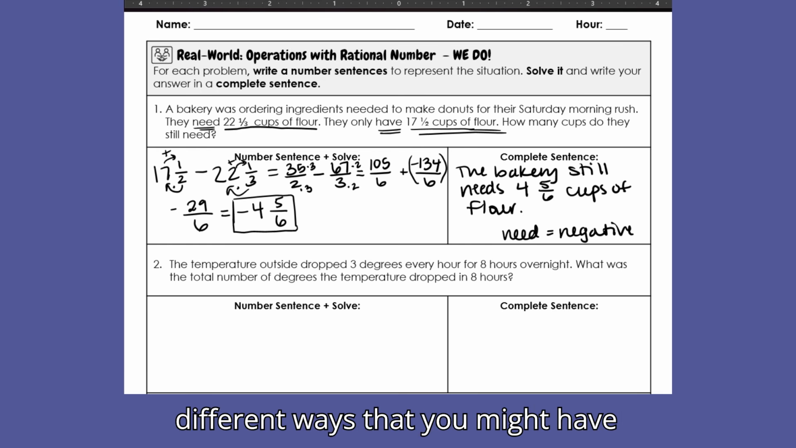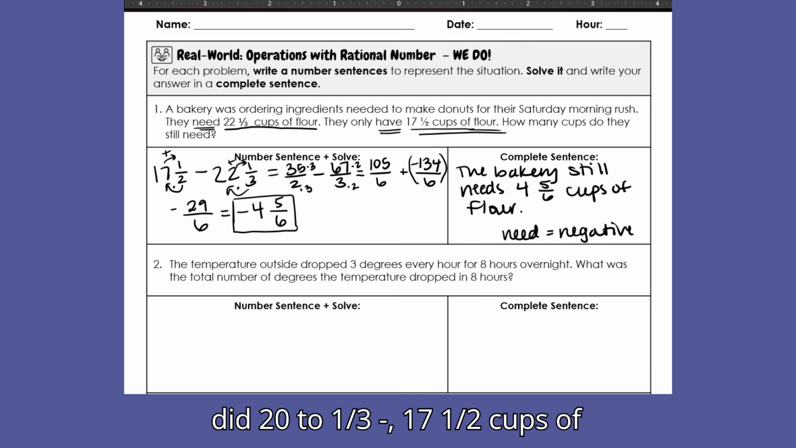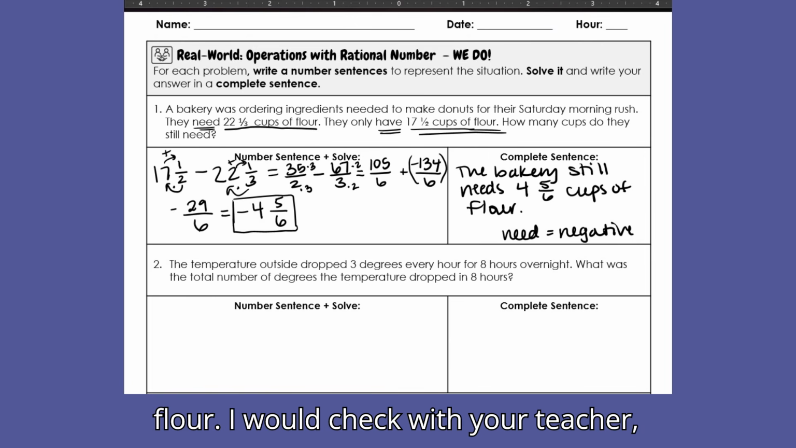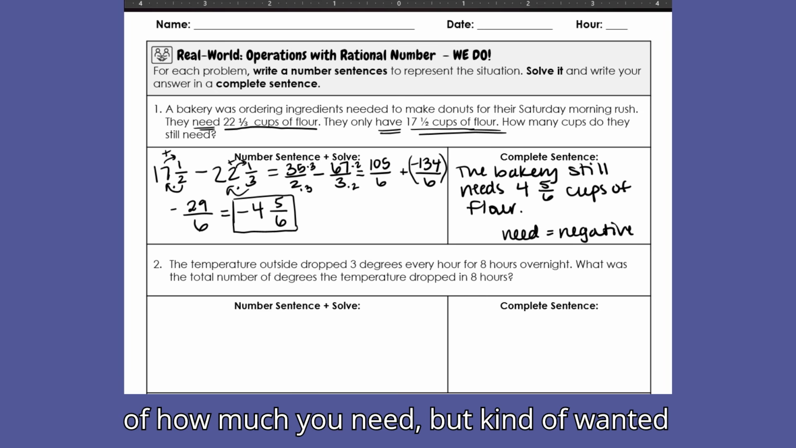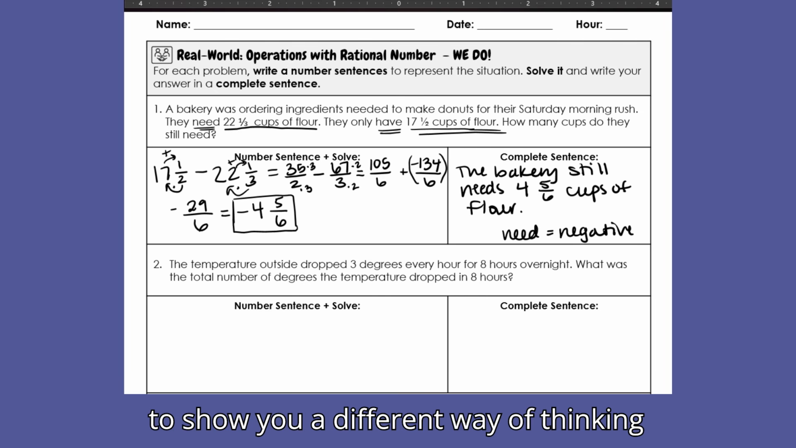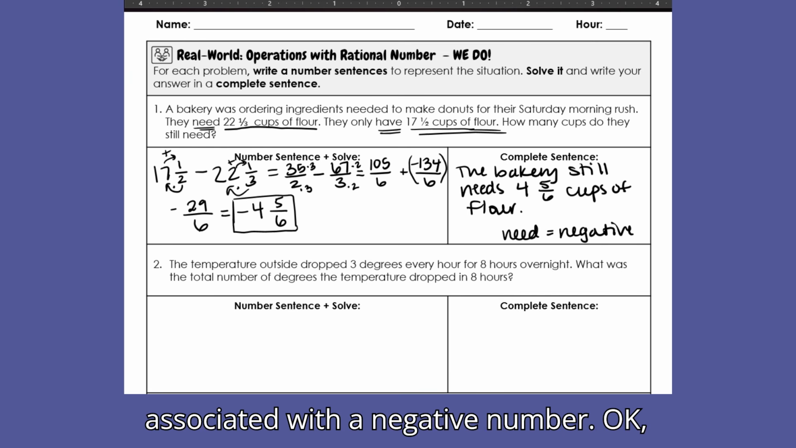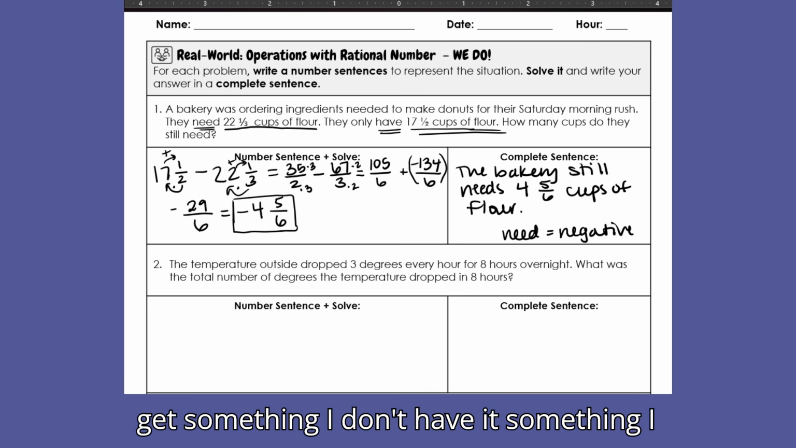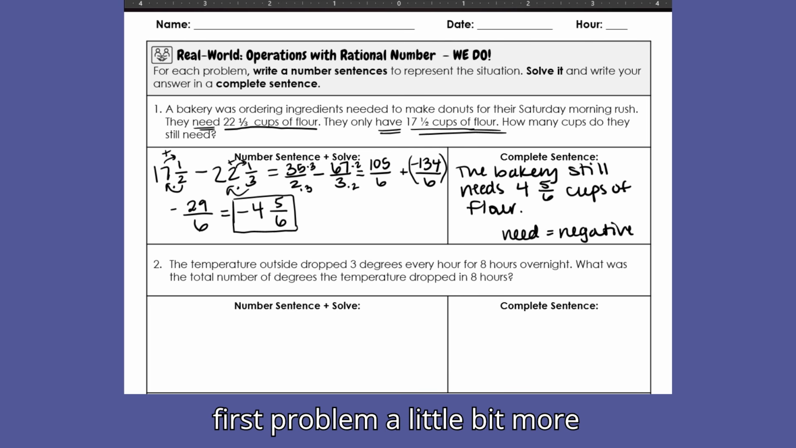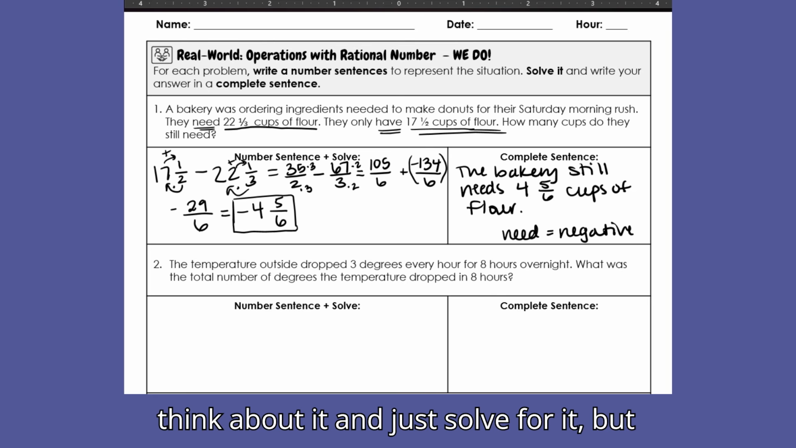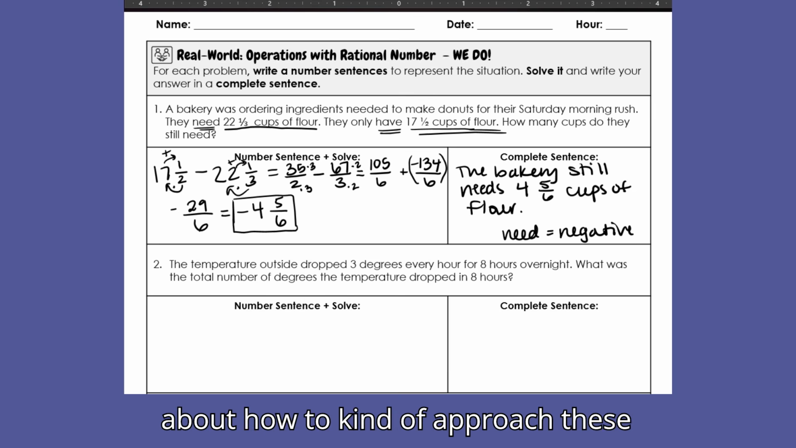So again, there's different ways that you might have approached this. A lot of you probably did 22 1/3 minus 17.5 cups of flour. I would check with your teacher, but that would be okay too in terms of how much you need. But I wanted to show you a different way of thinking about what I start with, what I have, and then what I need would actually be associated with a negative number. Because it's something I don't have, it's something I need to purchase still. Okay, so sorry, the first problem was a little bit more challenging. There are a lot of ways to think about it and to solve it, but hopefully it gets your brain thinking about how to approach these problems.